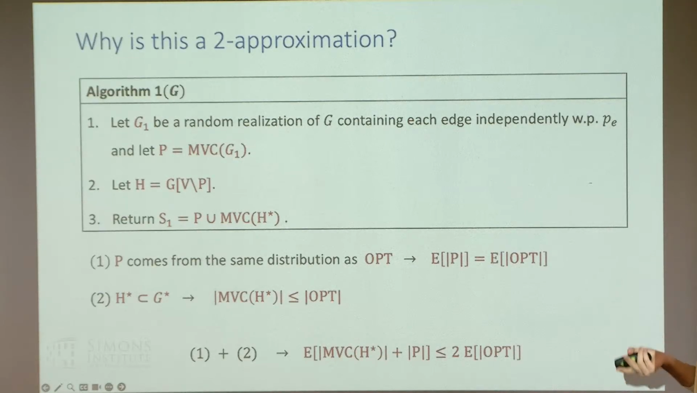So I have to answer two questions. First, why is it that H is sparse? I didn't say anything about that. And the second thing is, okay, why is it a good approximation ratio? Okay, let's first answer the second question.